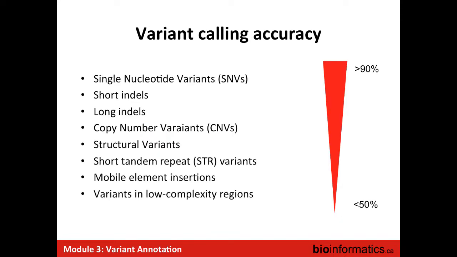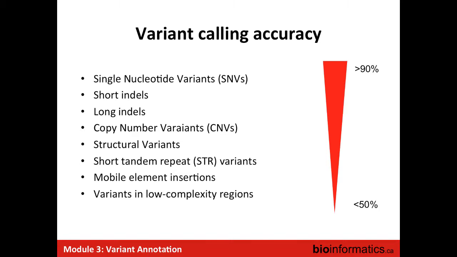As I said, the focus of the pipelines that we'll present today is really around the single nucleotide variants, which tend to be the ones where the benchmarking has been done, and we have good confidence in the calls made out of the data. But as you go towards some of these other types of structural variants, or regions of low complexity, for instance, there's clearly a lower accuracy of calling these variants.